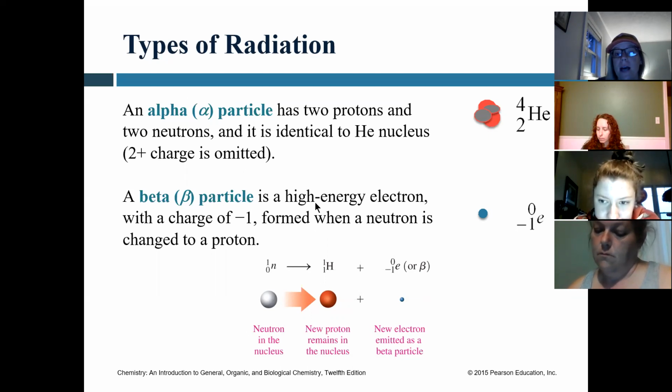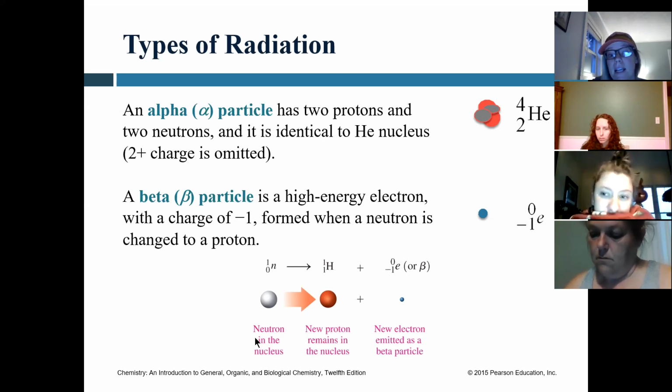A little bit more high energy, a beta particle. So a beta particle is a high energy electron with a charge of -1. And it's formed when a neutron is changed to a proton. This is totally different than what we were dealing with in chemical reactions, right? In chemical reactions, we kept protons, protons, and neutrons, neutrons. Well, this is all going to sort of shift here.